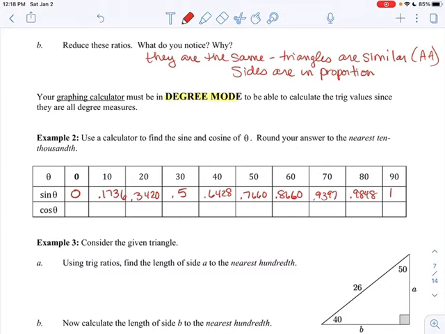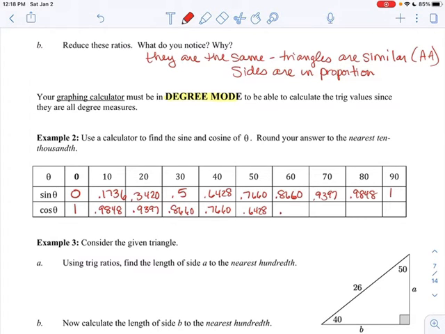And the cosine of 0 is 1. The cosine of 10 was the same thing as the sine of 80, 0.9848. Remember that these are the same. The cosine of 20 is going to be the sine of 70. You can check it in your calculator. The cosine of 30 is the same as the sine of 60. Cosine of 40 is the same thing as the sine of 50. So this is just the reverse.